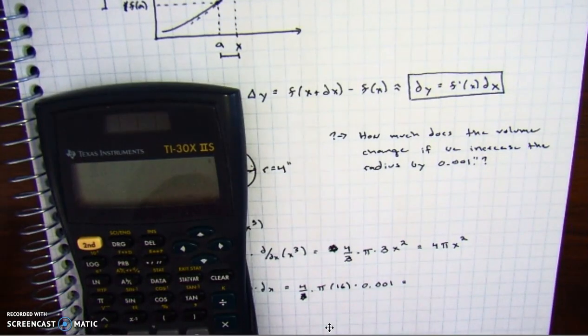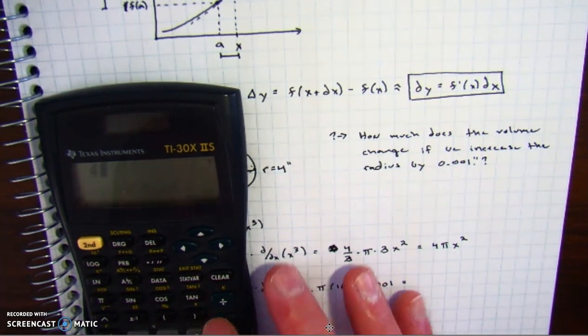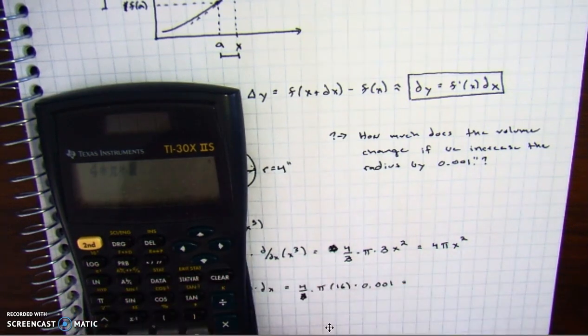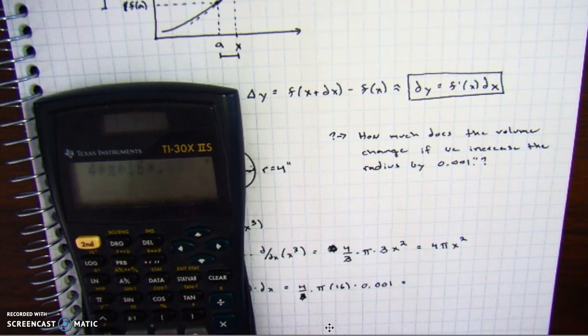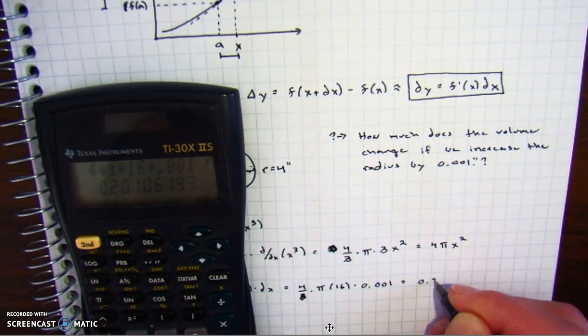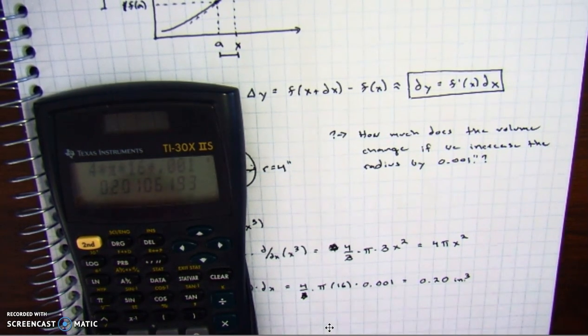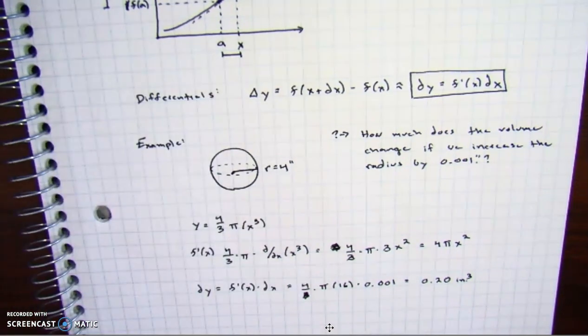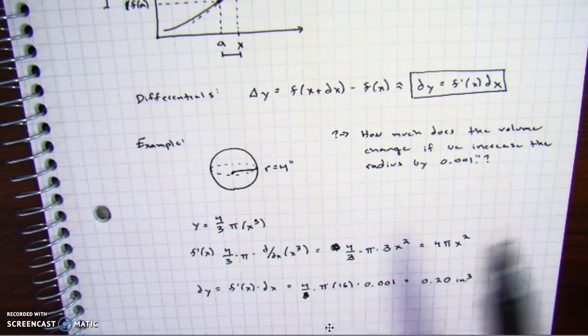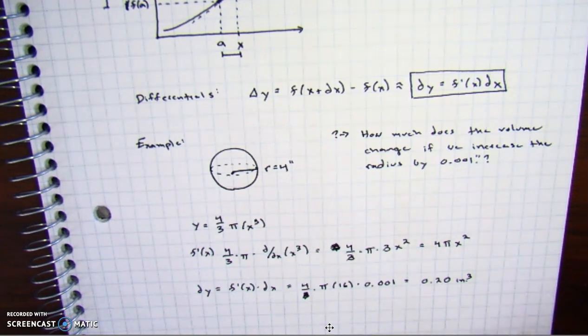And it's pretty easy from here. I've got 4 times pi times 16 times 0.001. So that equals 0.20 cubic inches. So I know that for every 0.001 increase in the radius, that's going to result in a 0.20 approximately increase in the volume.